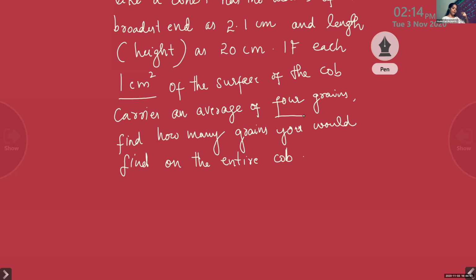So 1 centimeter square is 4 grains. Suppose this is 1 centimeter square area. It contains 4 grains like this. So total centimeter square into 4 you have to find. But before that, you should find the slant height L. For L you don't know, but you know R, radius. Radius is 2.1 centimeter, and H you know it is 20 centimeter.